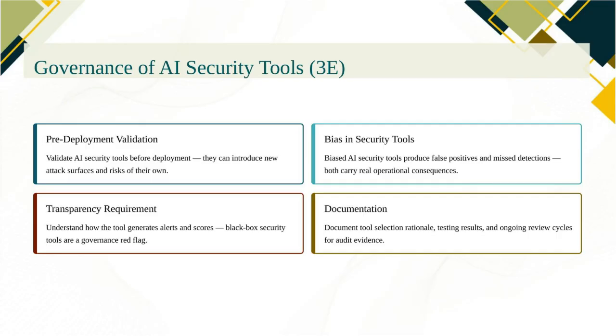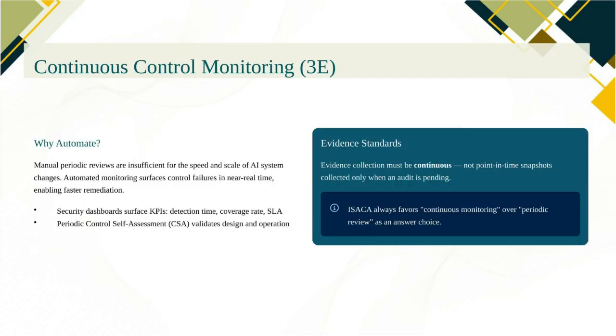And document your tool selection rationale, testing results, and ongoing review cycle the same way you would for any other control. ISACA's preferred approach to control monitoring is continuous, not periodic, not annual, not at audit time only. For AI systems, this is especially critical because model behavior can drift, data quality can degrade, and new threats can emerge between quarterly review cycles.